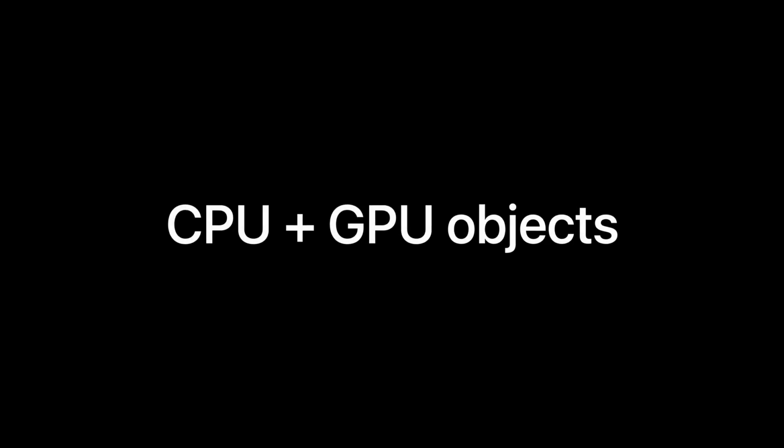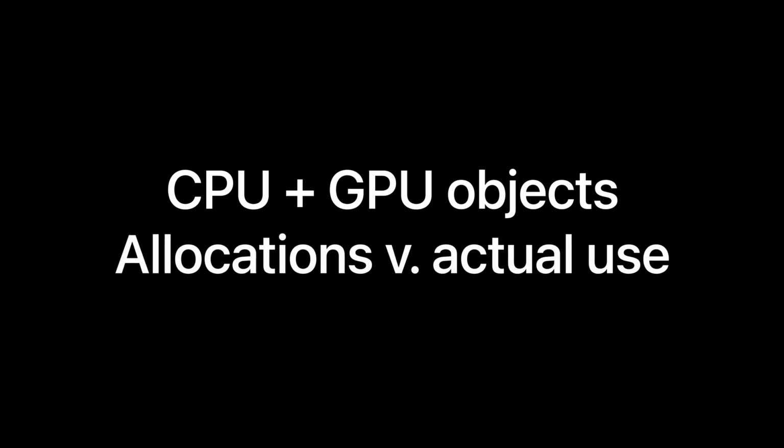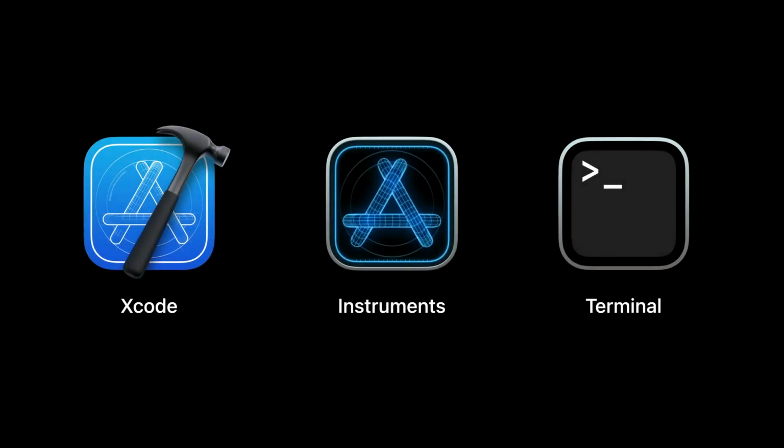We're going to break down memory usage in your game from both CPU and GPU objects. Plus, analyze allocations in your game, actual use on physical memory, and references between objects. Because there are many facets of memory, our developer tools also reveal memory mysteries from different angles. We'll take a guided tour and experience how we use all of them, including Xcode, Instruments, and command line tools in terminal.